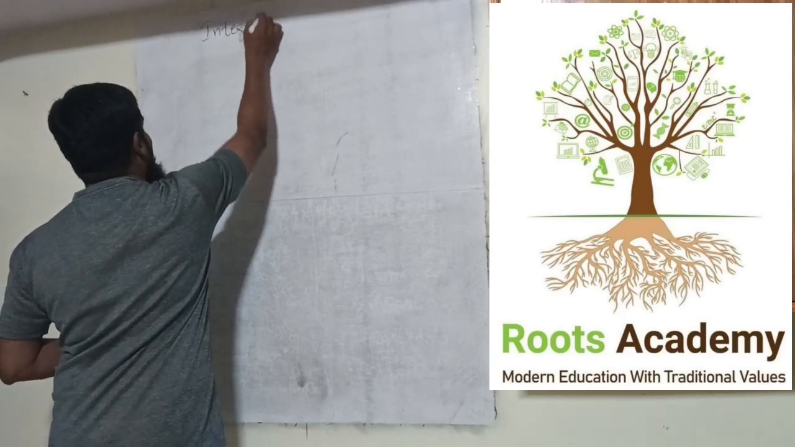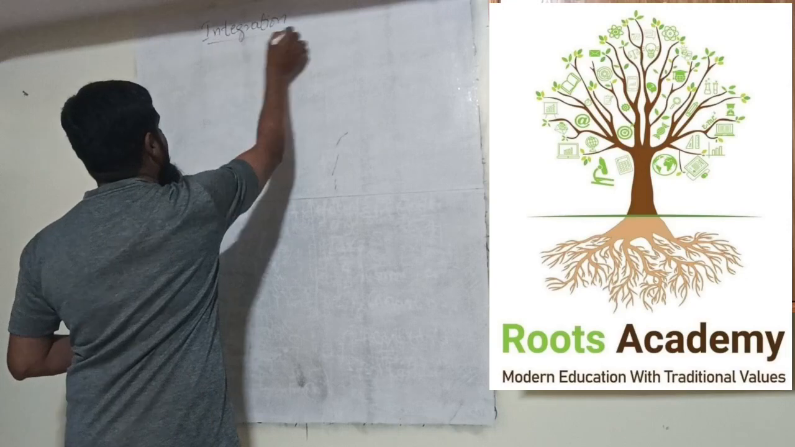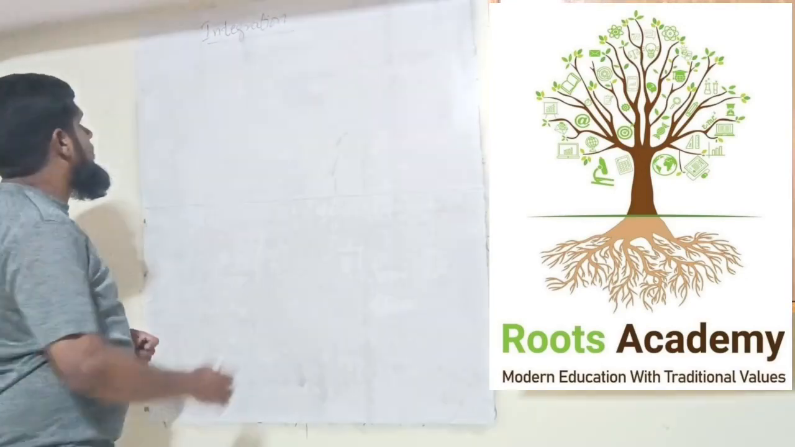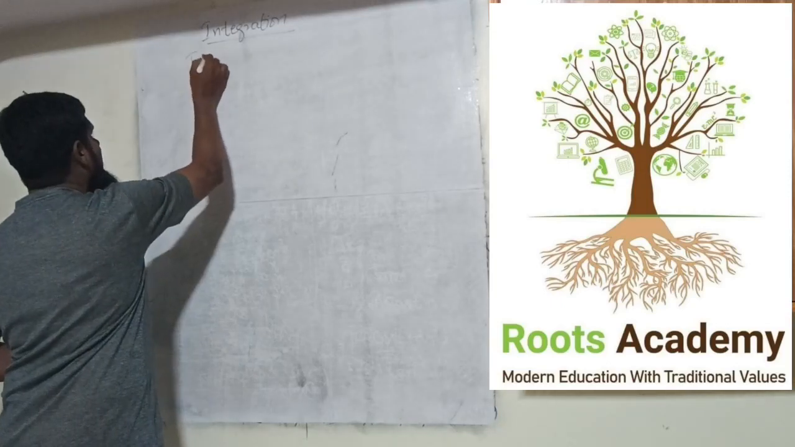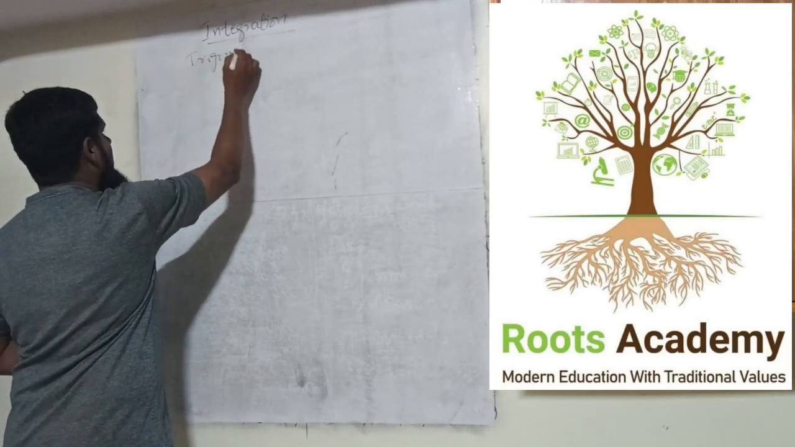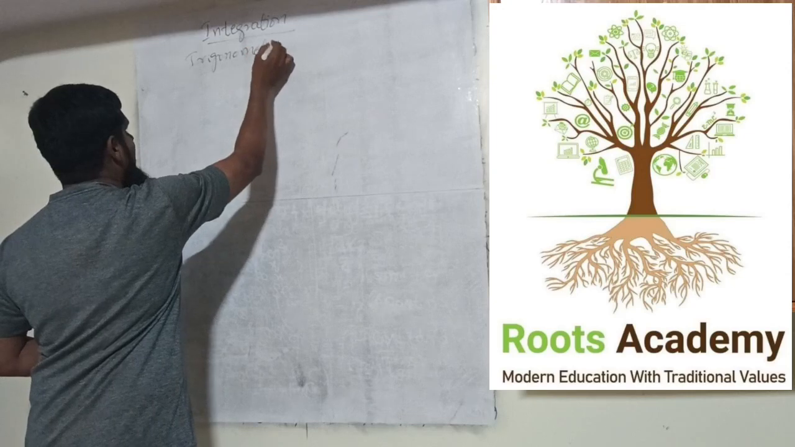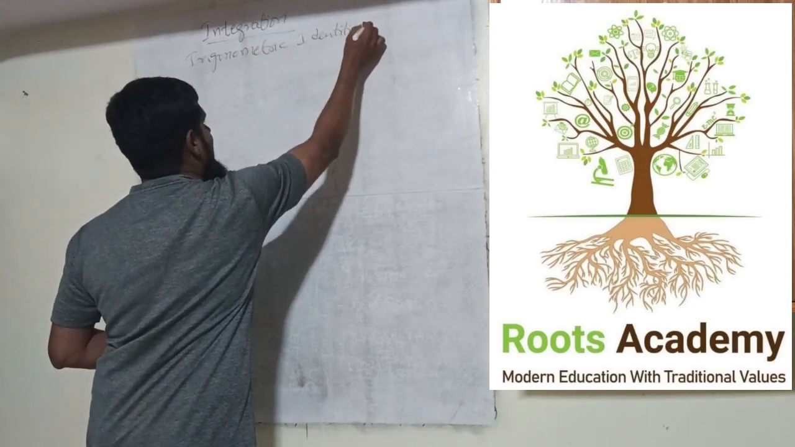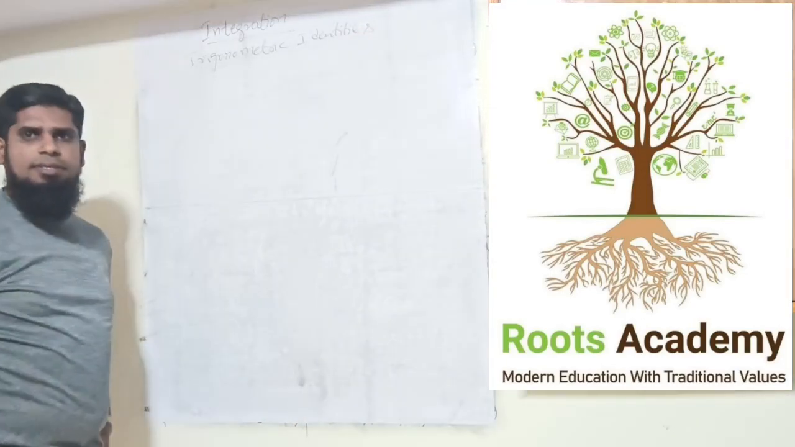Then student, again tan square 2x can be written as secant square 2x minus 1. According to the identity, this tan square 2x can be written as secant square 2x minus 1.